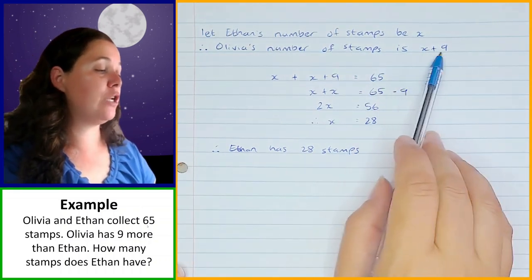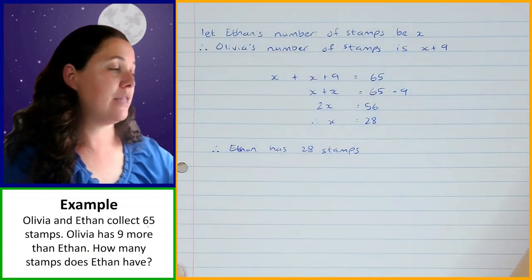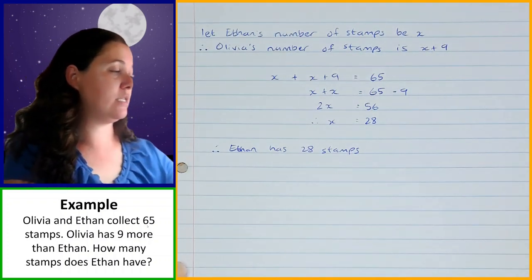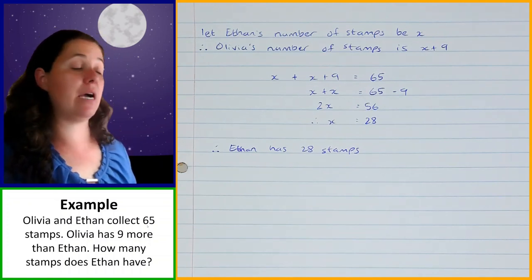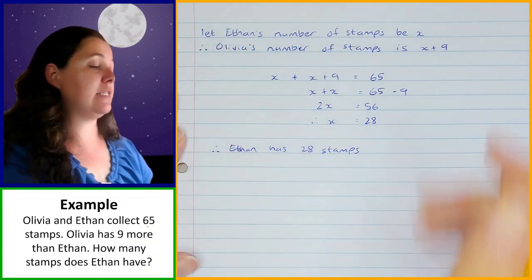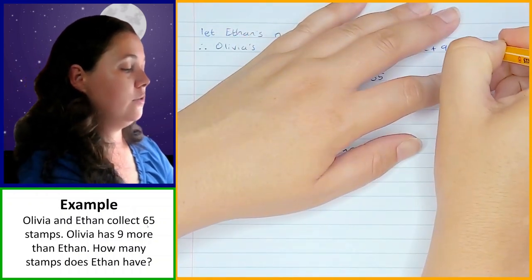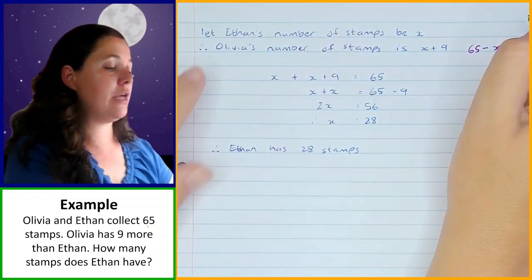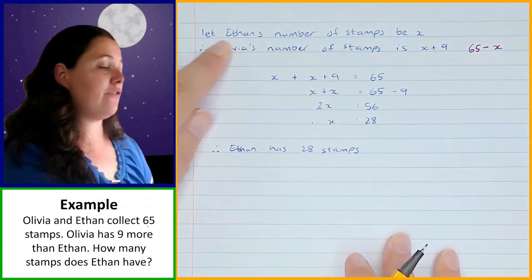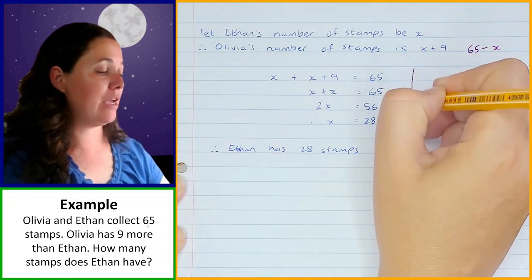I said that you could have put Olivia's number of stamps differently. You could have said that Olivia's number of stamps was, I could have used the 65 instead. So if I use the 65 instead, Olivia's number of stamps would look like this. The total, which is 65, minus the amount that Ethan has. So 65 minus x.